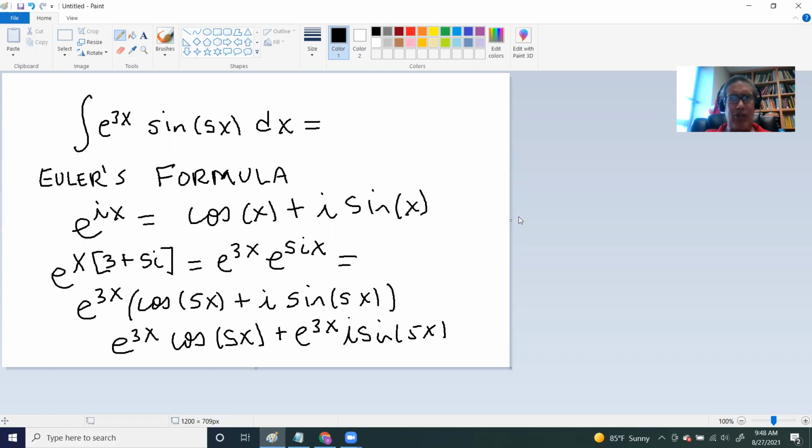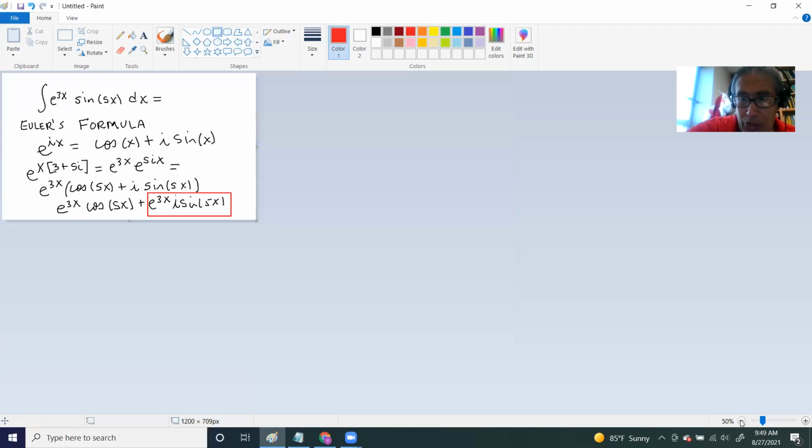Now I'm going to put this in red here. And notice this is what we're trying to integrate, except without the i. So this is exactly what we're trying to integrate. So what does it have to do with our problem?